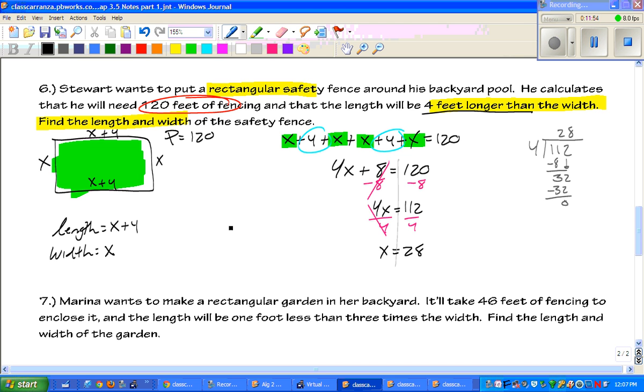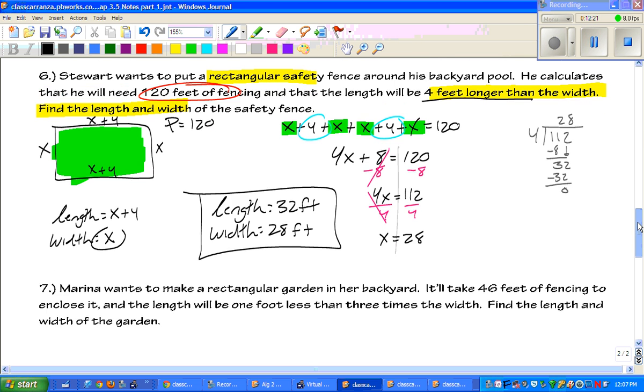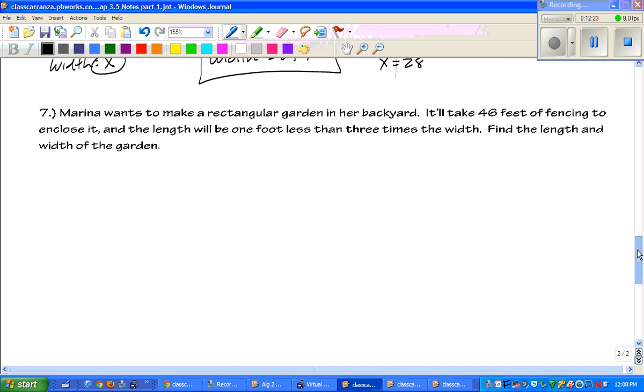Ooh, but what was that? Is that the length or the width? Because we need to know what they both are. Looking at our key over here, the width is 28 feet. The length is plus 4, so that means that has to be 32. Okay, now it might look like it's a lot to do, but it's really not that bad. You just have to pay attention to what it says in the problem.